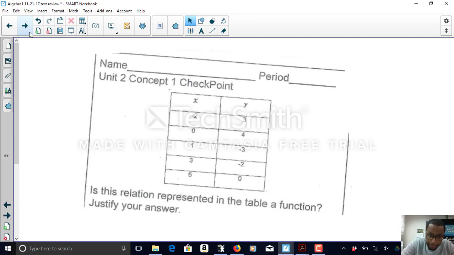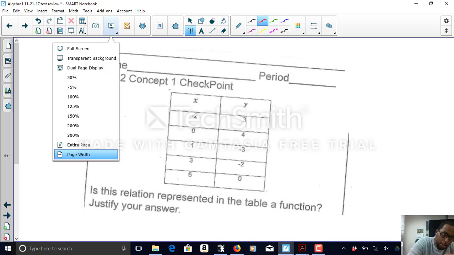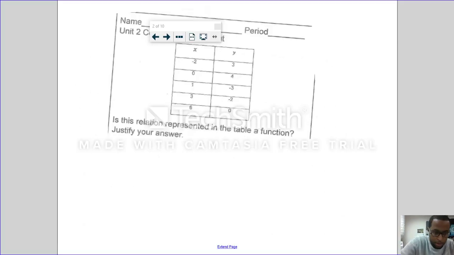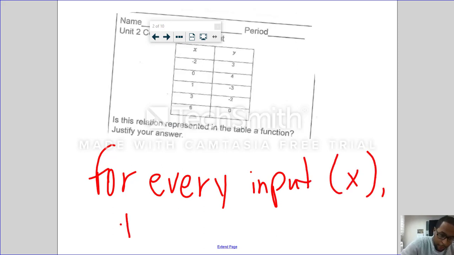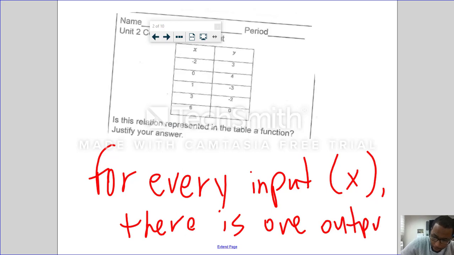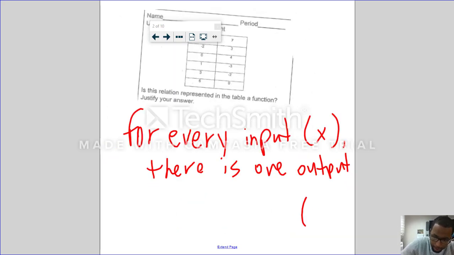All right, concept one. Is this relationship represented in the table a function? Justify your answer. So we talked about functions for the whole unit. And remember, a function is for every input, we talked about inputs being x, there is one output, which we talked about the output being y. So for every input x, there's one output y.